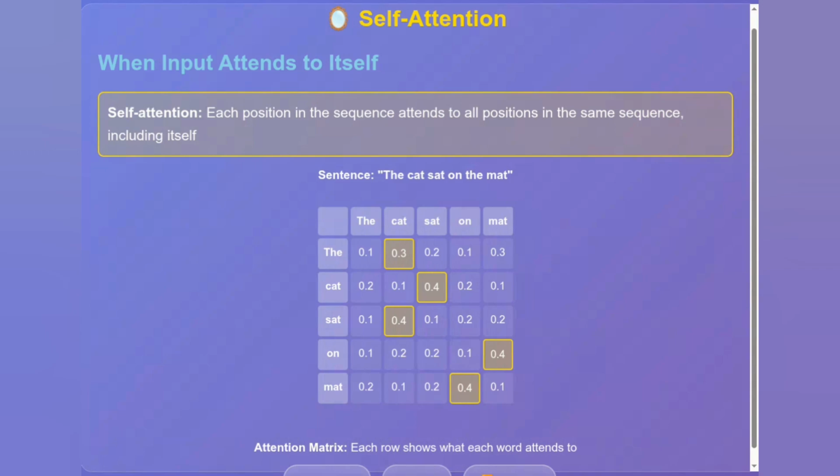A word at the beginning of a paragraph can directly influence the processing of a word at the end with no degradation of information. This is why transformers work so well for tasks requiring understanding of context and relationships across long sequences. Now let's see how attention fits into the bigger picture, the transformer architecture.